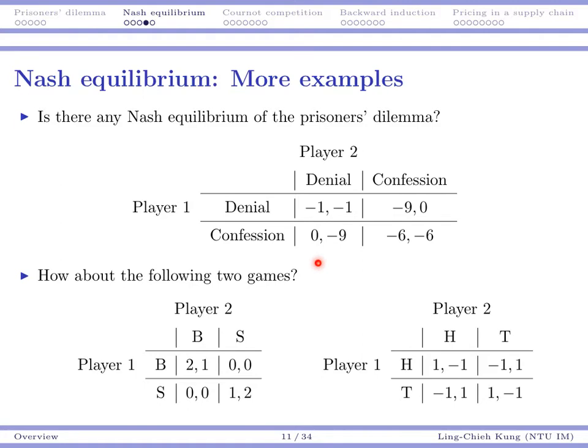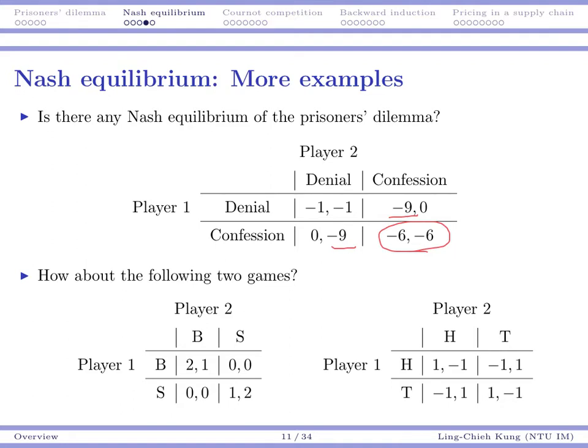This is the same, and then we can see confession and confession is a Nash equilibrium. Player 1 does not want to move to denial because that's going to get him only -9. Player 2 does not want to move to denial because he does not want to get -9.